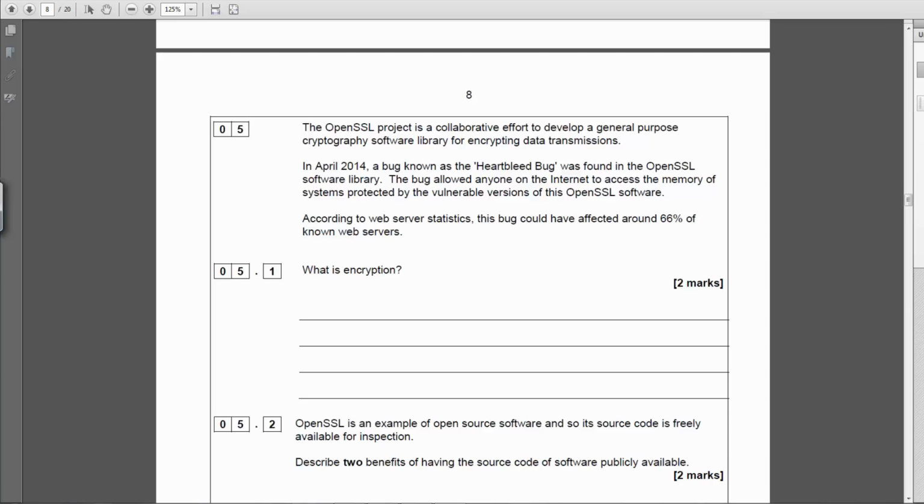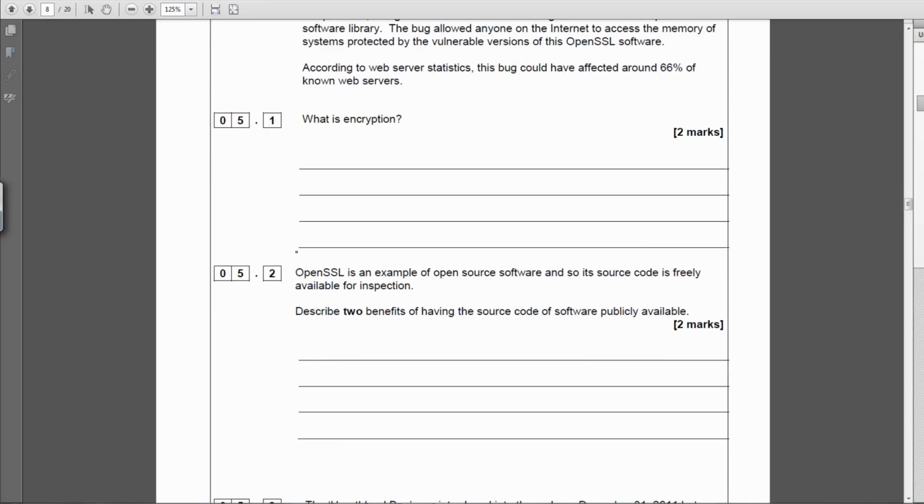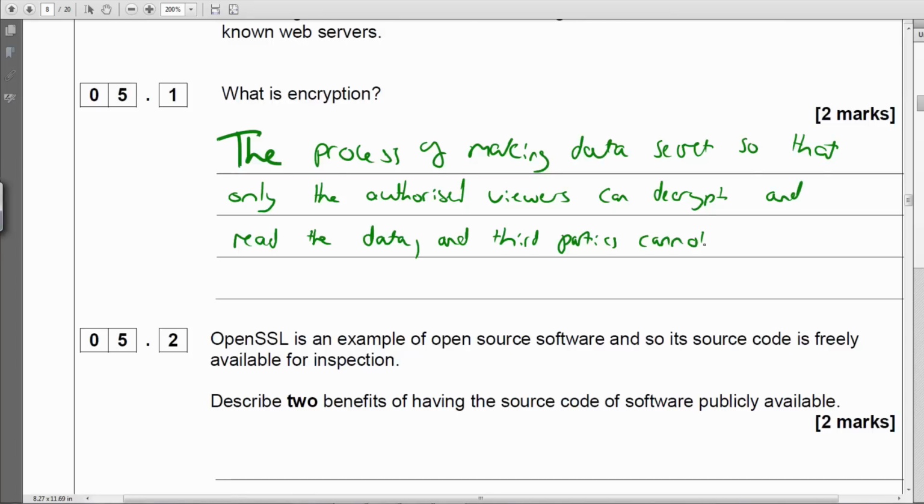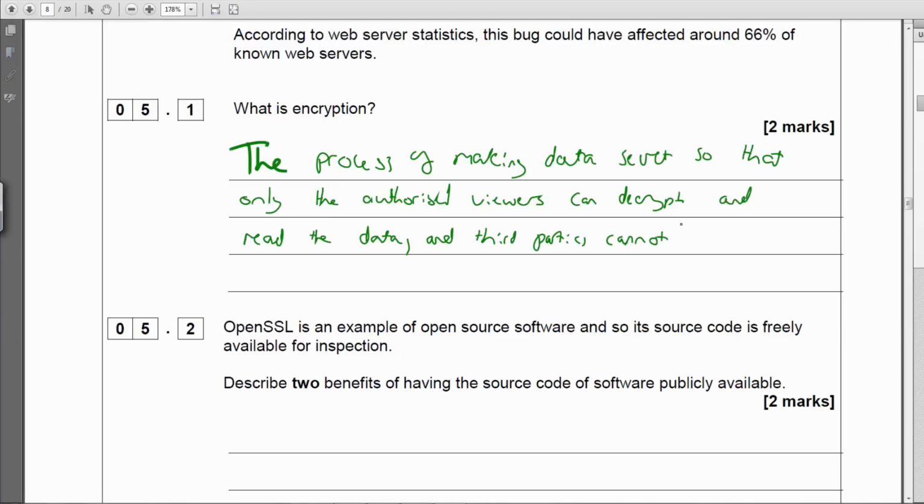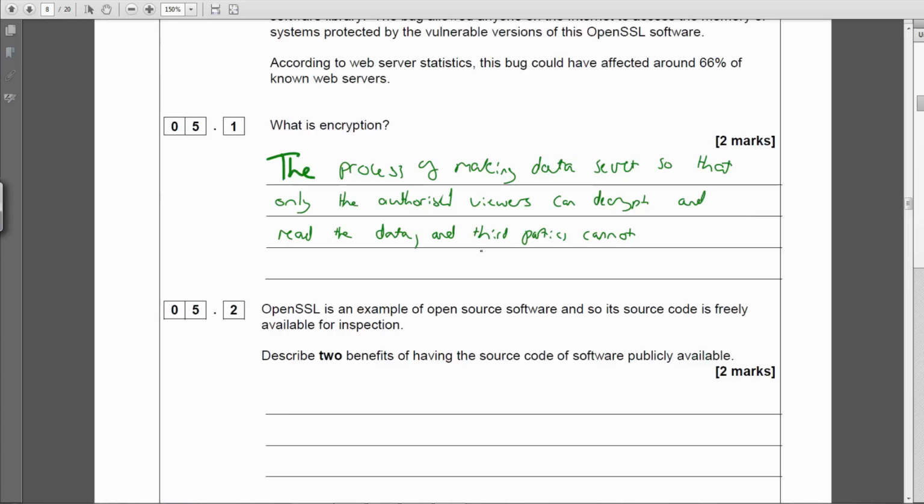Encryption is the process of making data secret so that only the authorized intended viewers can understand the message. So I guess the point of encryption isn't to stop people intercepting the data, it's to stop them understanding it if they do intercept it. So let me write this up. Right, so I've written it's a process of making data secret so that only the authorized viewers can decrypt and read the data, and third parties cannot. So third parties are people intercepting the data.